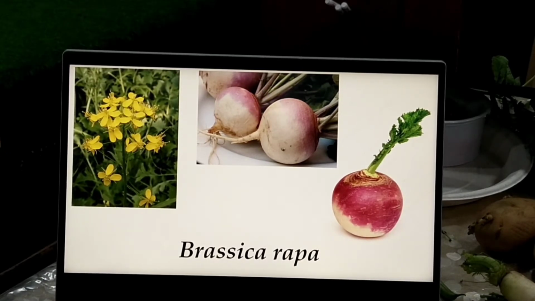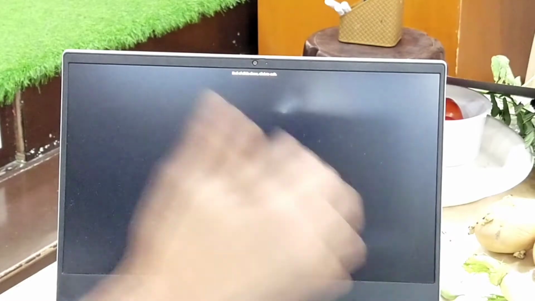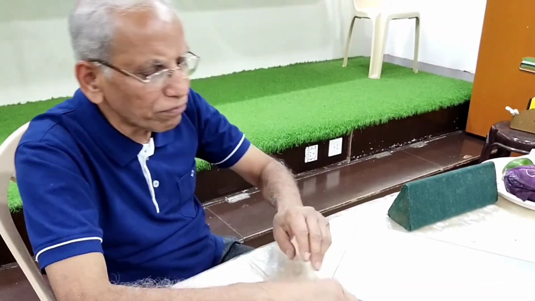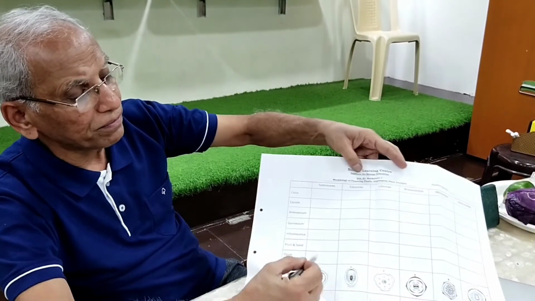So it is the floral design that matters more for understanding the family Brassica rapa. I think that was about the slideshow. Very few things I would like to say. Please complete this chart. That's very important.